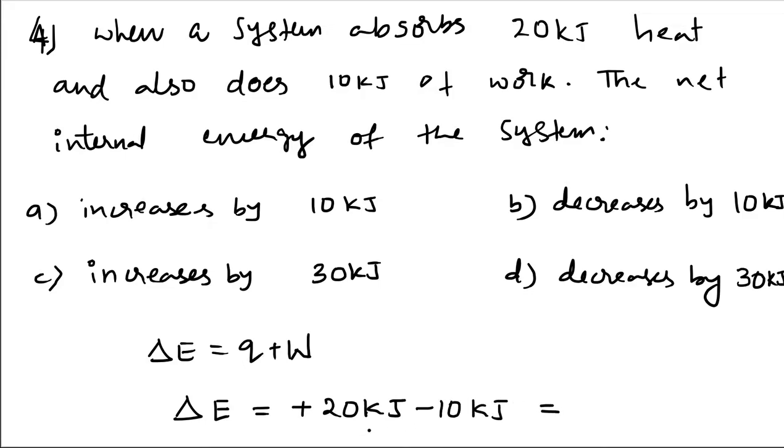So 20 kilojoules minus 10 kilojoules is 10 kilojoules, which is a positive number. That means the internal energy of the system increases by 10 kilojoules. Why? It is absorbing 20 kilojoules and only spending 10 kilojoules as work. The remaining 10 kilojoules result in the increase of internal energy.